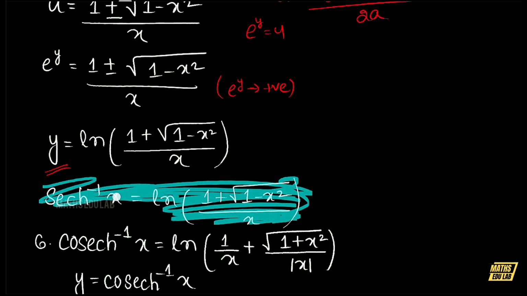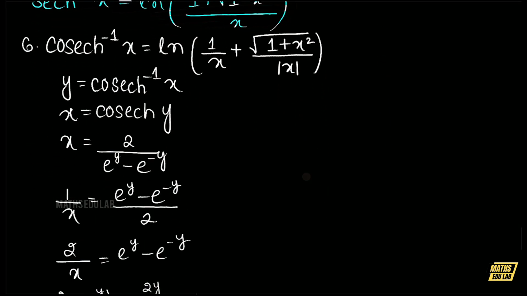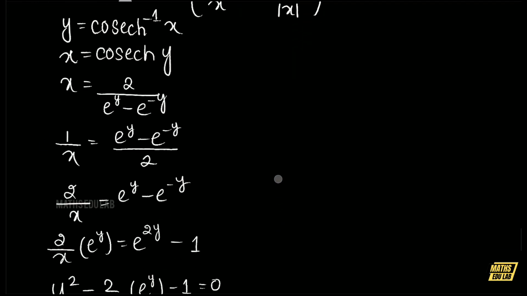Then we will go for the next formula, that is cosech inverse x, which will be equal to ln of 1 upon x plus root over 1 plus x square by mod of x. The same steps we have to follow here, by considering the cosech inverse x value as y, and again the x value will change to cosech y. The cosech function is 2 upon e to the power of y minus e to the power of minus y, and by reciprocating this value I can write the step as 1 upon x equals e to the power of y minus e to the power of minus y upon 2.